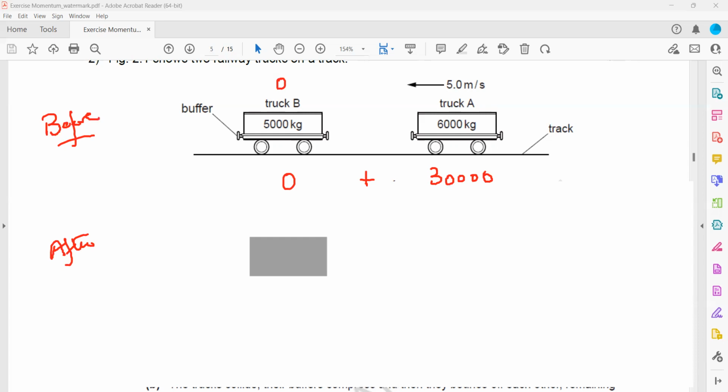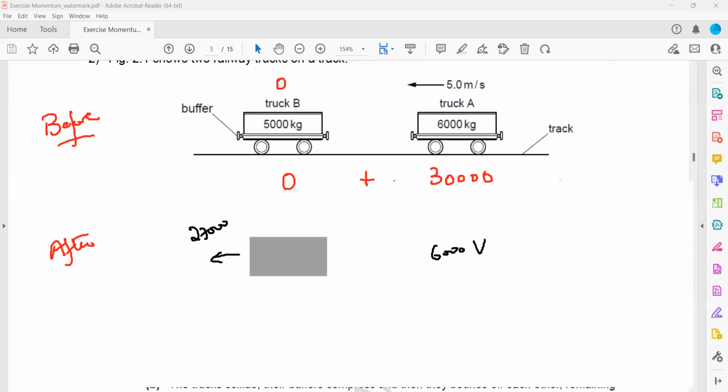They mention that when they collide with each other, the momentum of B is 27,000. They already provide the momentum. What about the momentum of A after the collision? The mass is 6,000 multiplied by speed, which is V. So the total momentum before collision equals the total momentum after collision.